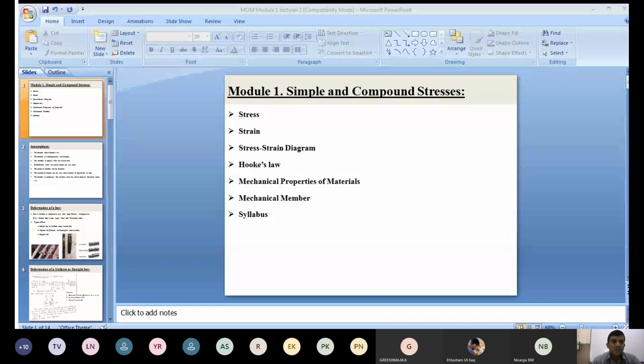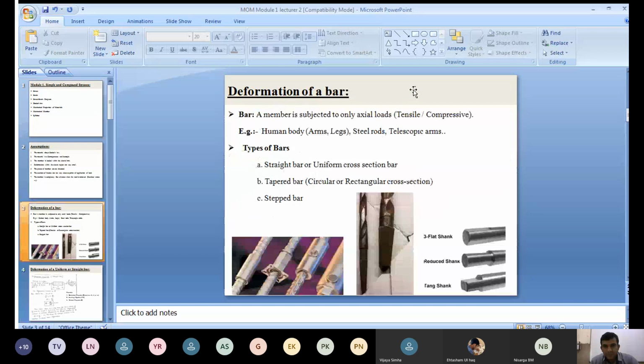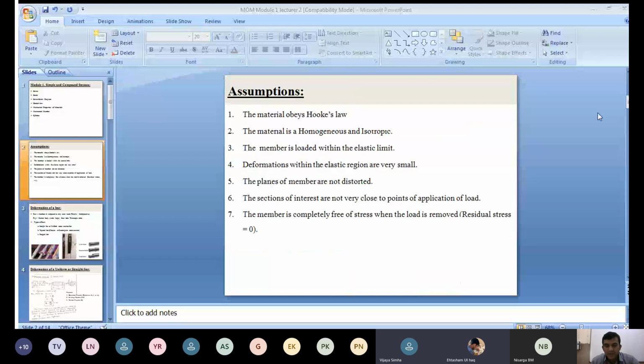What is the first assumption? The first assumption is the material obeys Hooke's law. Sir, we can't see the PPT, sir. This slide is not visible. The assumption slide? No, sir. Okay, 1 minute. Now it is visible. Yes, sir. The slide number 2, assumptions. Okay, shall I start? Yes, sir.